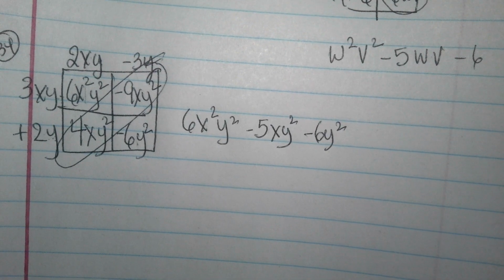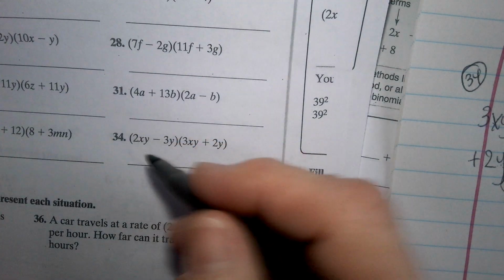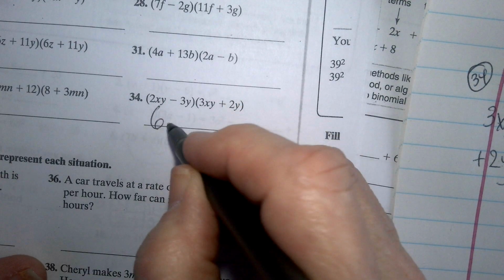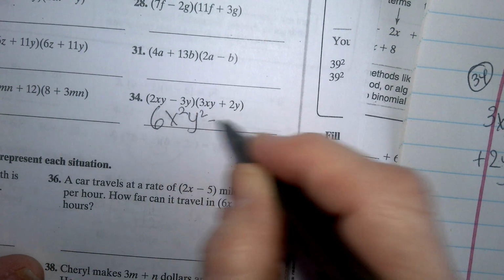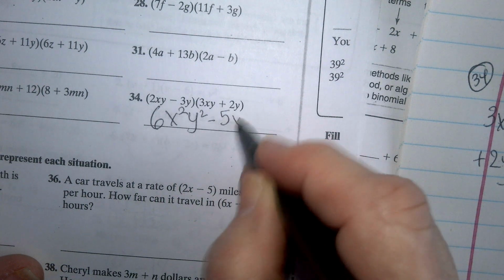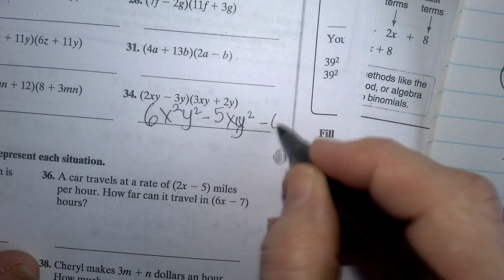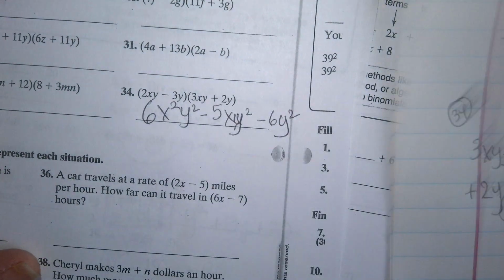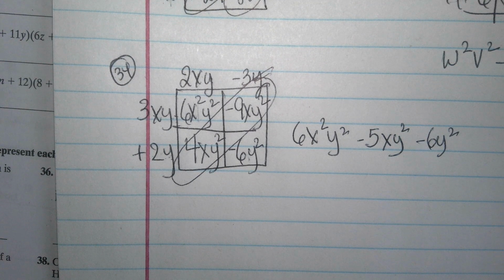Do you guys got that down? Do I need to do 10 more? No. Tell me no. I don't either. All right, y squared minus 5xy squared minus 6y squared. Yes. All right. Okay, I got that.